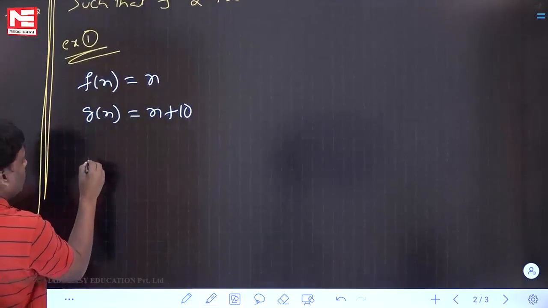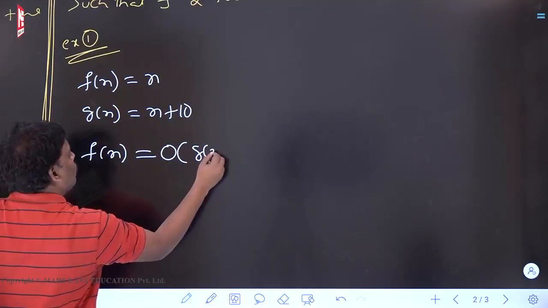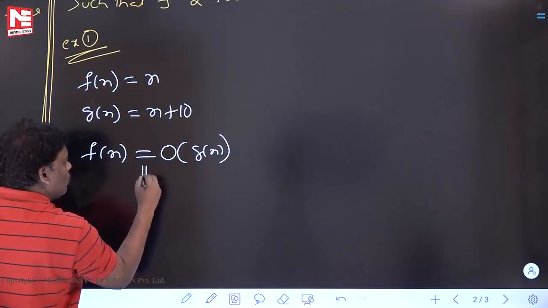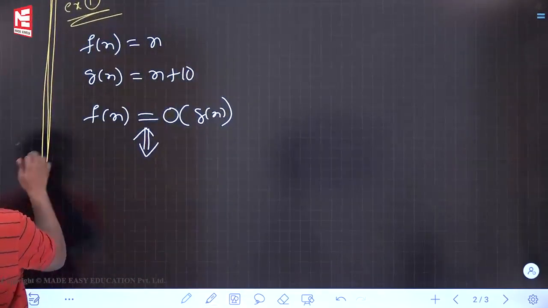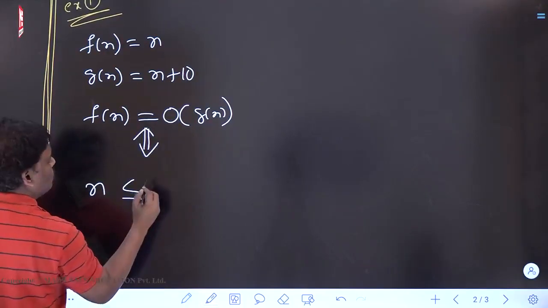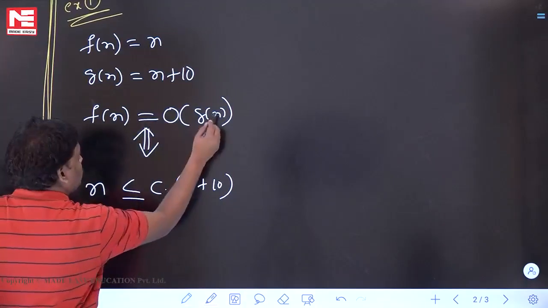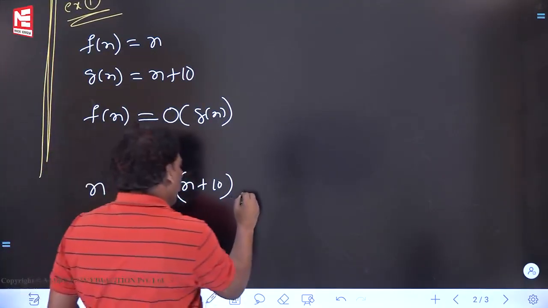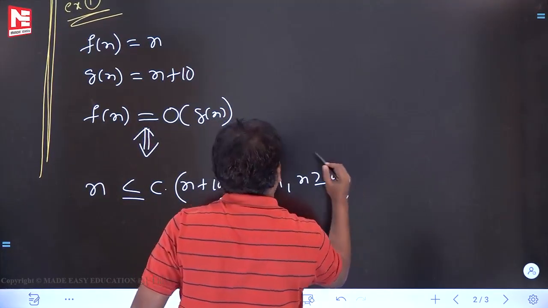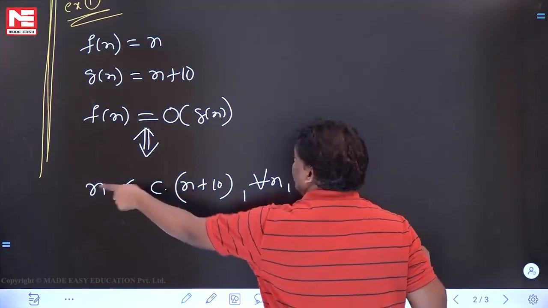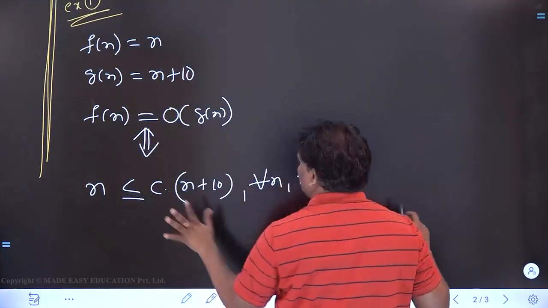Now I want to say big O. What is the meaning? I want to say like this: f of n is equal to big O of g of n. If you want to say like this, what condition do you have to satisfy? Let me write. F of n is n, less than or equal to some c into g of n, which is n plus 10. And one more, for all n where n is greater than or equal to n0. If you can satisfy this condition, then you can say this.